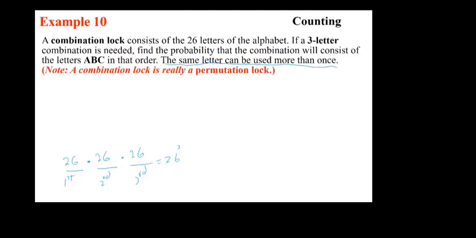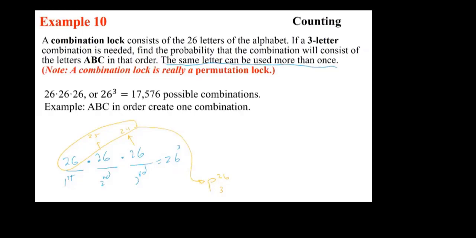If the restriction says the same letters cannot be used, meaning you can't have AAA, then what happens if we can't use the same letter? This changes to 25, this changes to 24. So it becomes 26 times 25 times 24, or the permutation of 26, choose 3, because there are 3 spots. With 26 cubed, we end up with 17,576 possible. We call it combinations, but it's really a permutation. In other words, 17,576 possibilities.